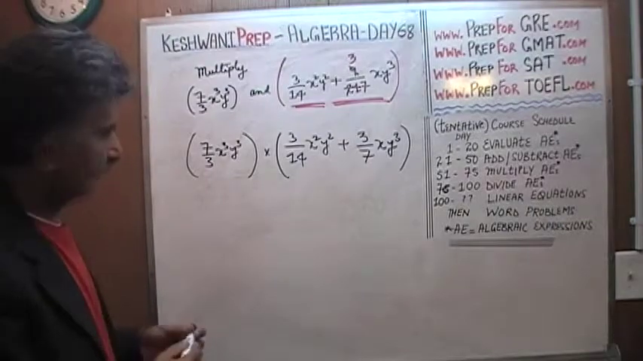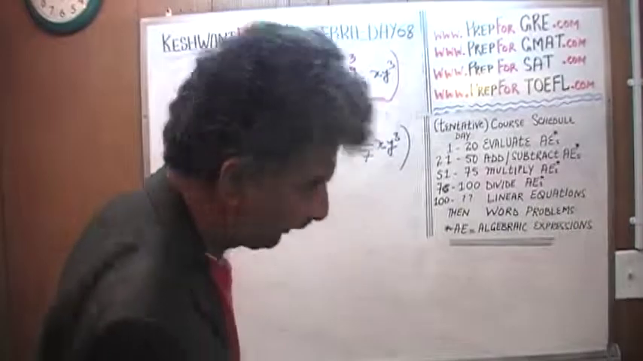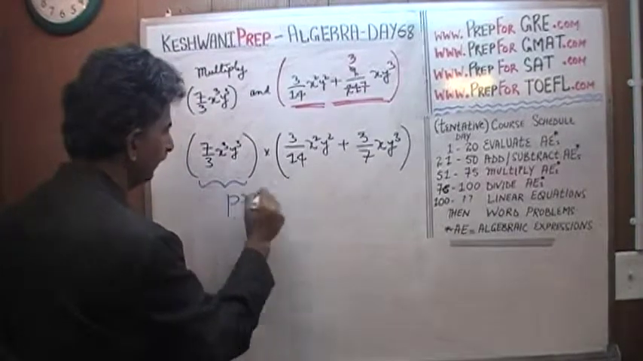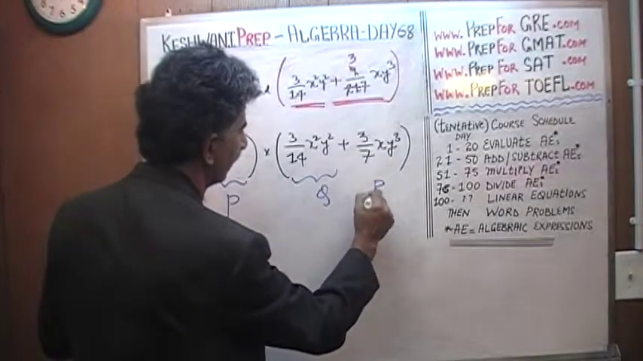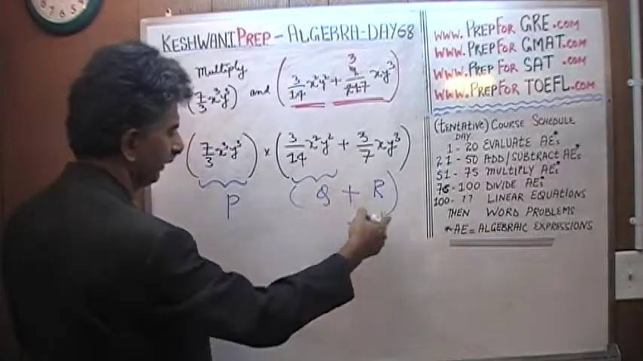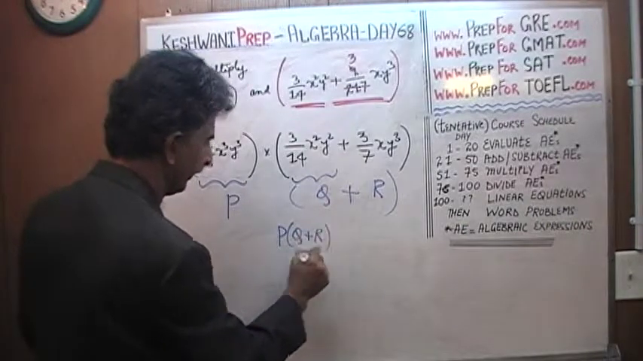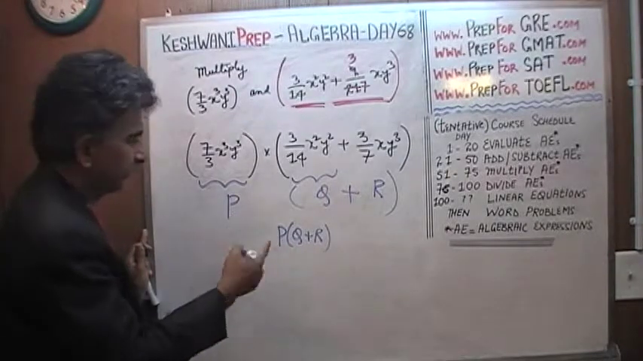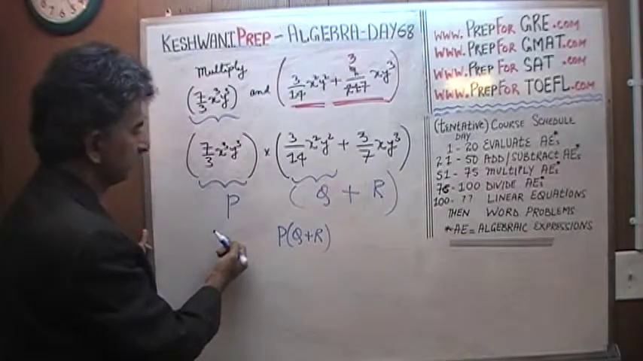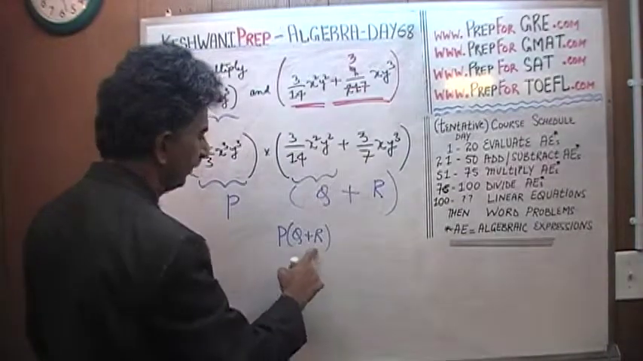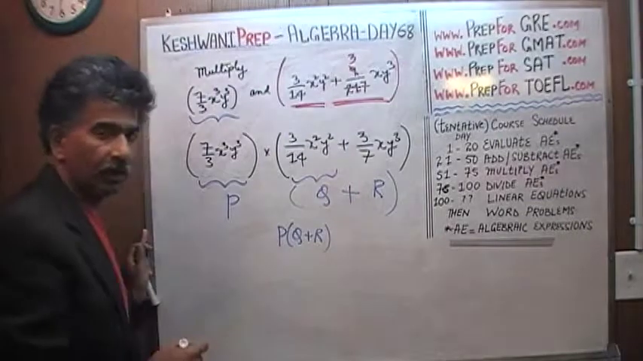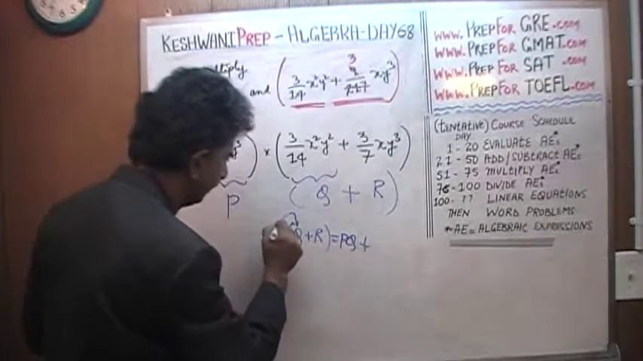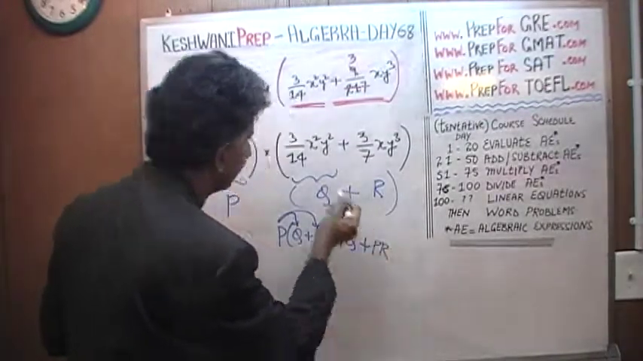Now this is no different than having something like this. Let's pretend that this is P, let's call this Q and let's call this R. So what we have is P times Q plus R. The first expression, P, only has one term. In the second expression we have two terms, Q and R, except here they are a little bit more complicated. So we have to distribute P. This is P times Q plus P times R, which is what we're going to do here.